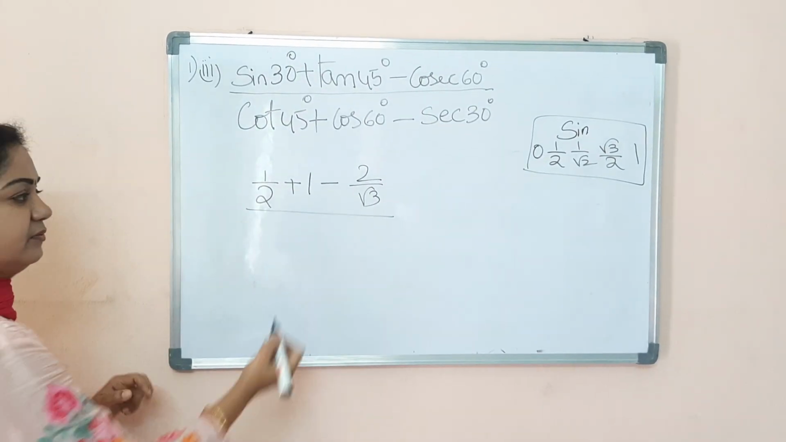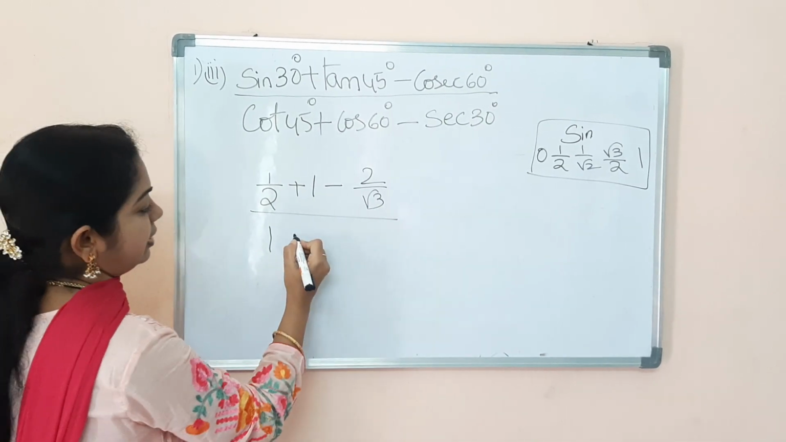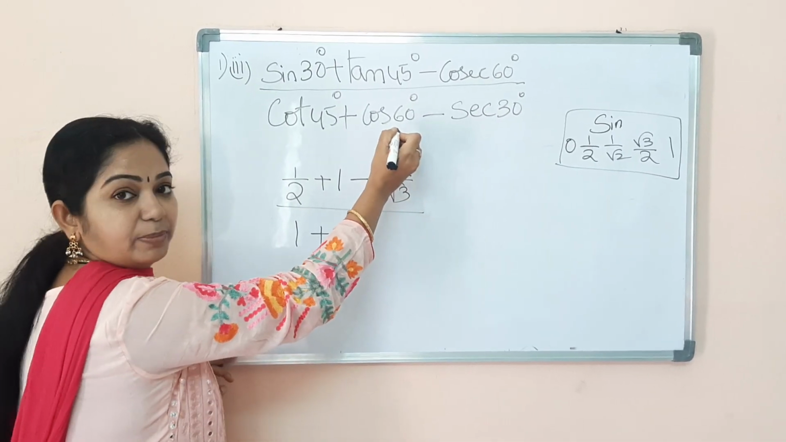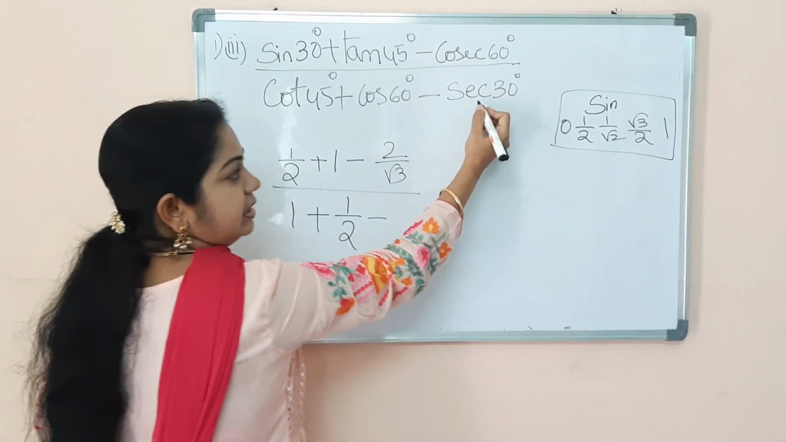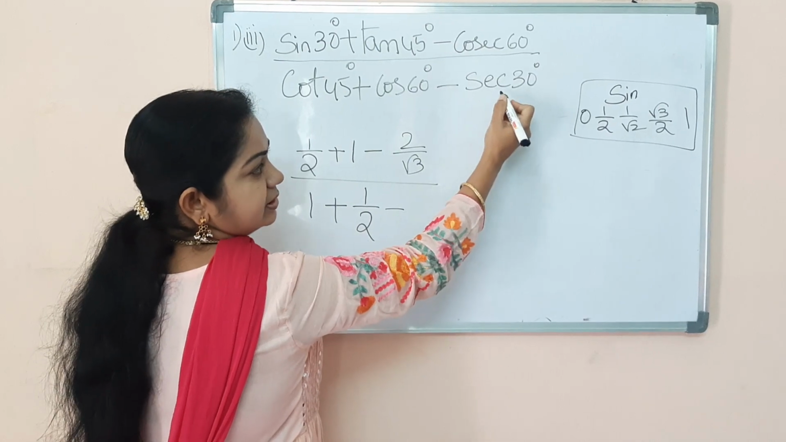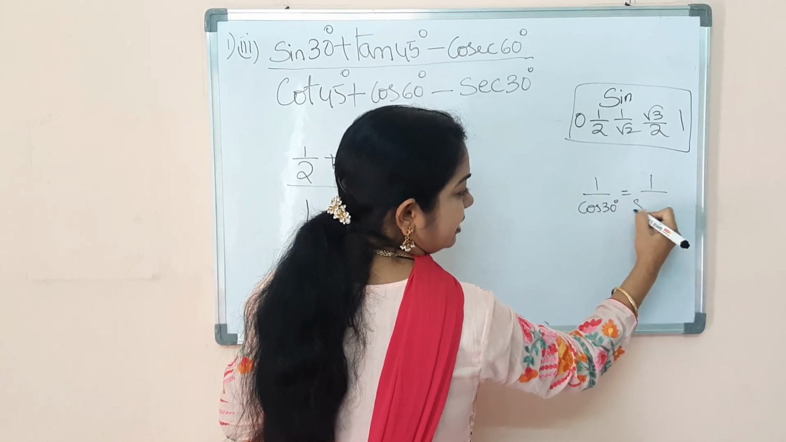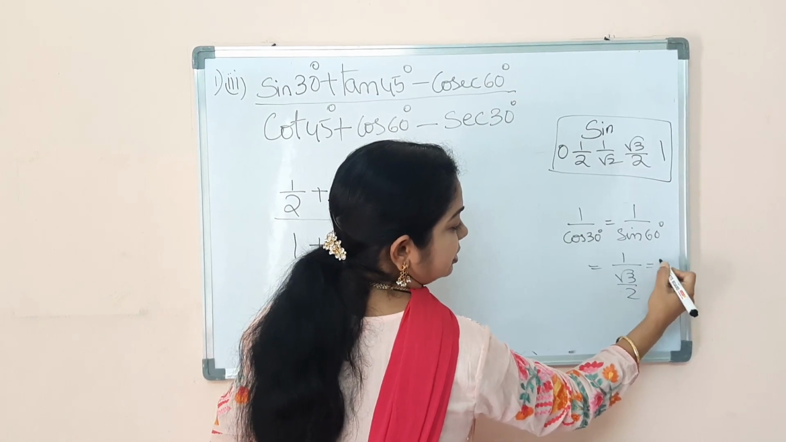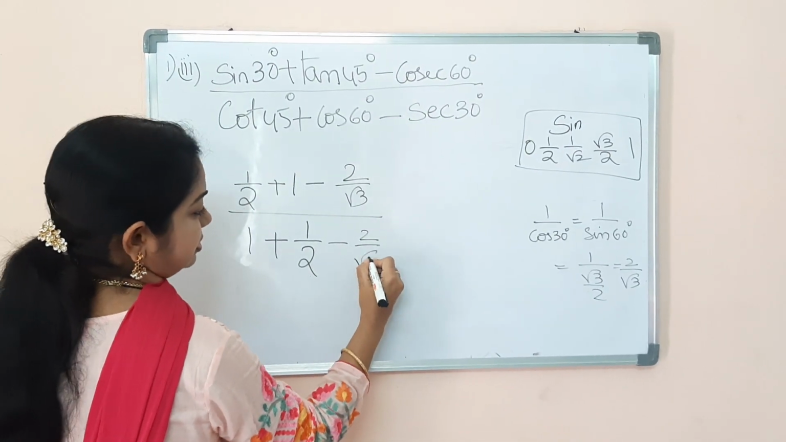Then cot 45. We all know tan 45 is 1, so cot 45 is also 1, because the reciprocal of 1 is again 1. Plus cos 60 degrees, again we have to go for the complementary, sin 30. That means 1 by 2, minus secant 30 degrees, which is the multiplicative inverse of cos. That means 1 by cos 30. If you write 1 by cos 30 degrees, you bring it into sine functions, 1 by sine 60. That means 1 by root 3 by 2. So it comes to 2 by root 3.